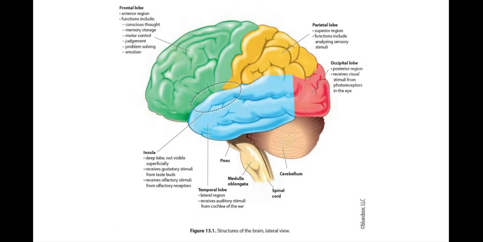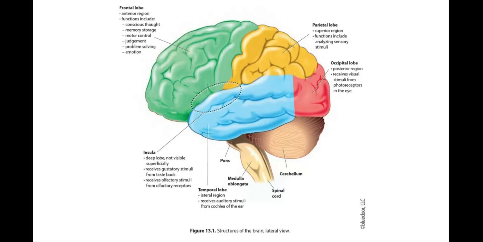Here is the picture that comes from your lab manual. It's showing you your cerebrum. It has a left and right hemisphere, and there are four lobes that we can see that exist on both the left and right side. We've got the frontal lobe, which is in front where your frontal bone is. That's important for conscious thought, storing memories, motor control, and really like your personality, emotion, problem solving, and judgment.